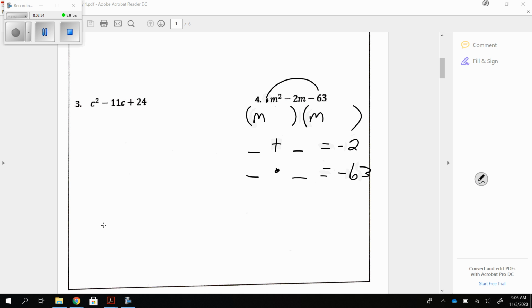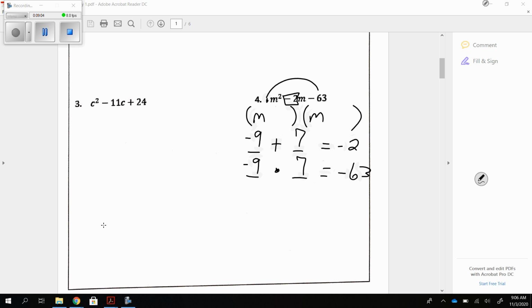This is where I need you to use your brain, need you to think. If we know it needs to be a negative 2, which one are we going to make negative? We're going to make the bigger number negative. We're going to make it negative 9 times 7. If it was a positive 2, we would make it 9 times negative 7. But because it's a negative 2, negative 9 plus 7 is a negative 2. That's why I need you to use some common sense and know that.